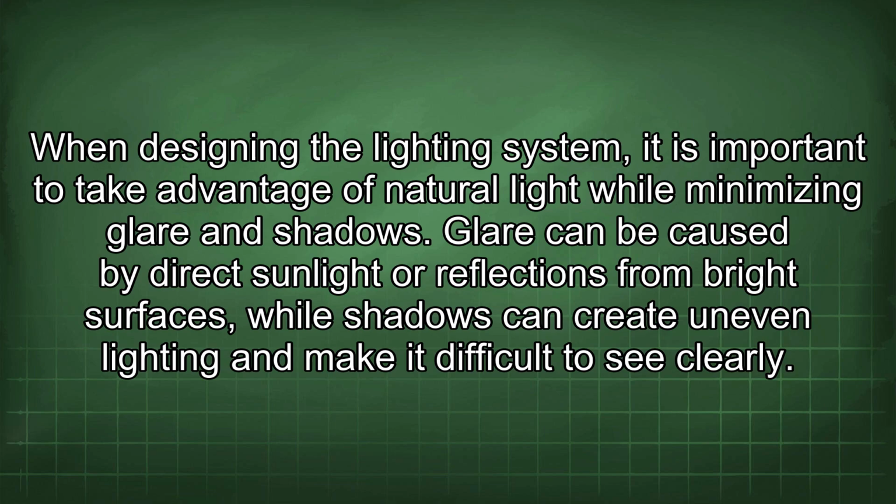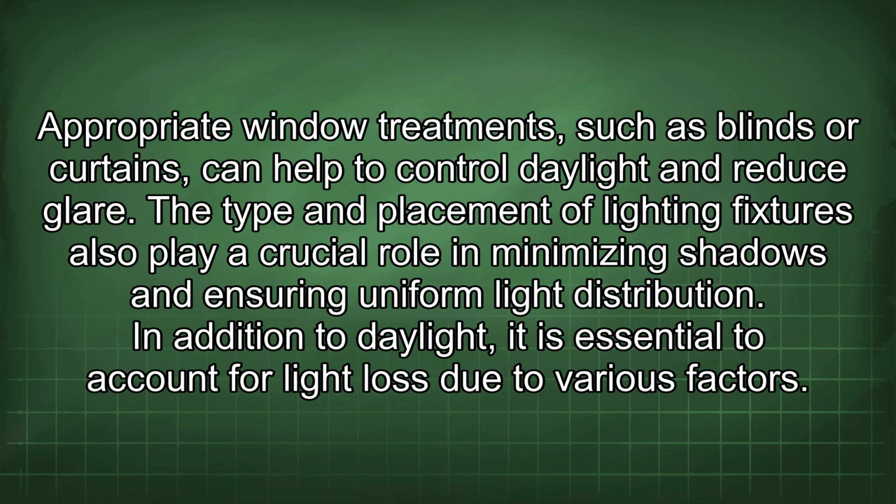Glare can be caused by direct sunlight or reflections from bright surfaces, while shadows can create uneven lighting and make it difficult to see clearly. Appropriate window treatments, such as blinds or curtains, can help to control daylight and reduce glare. The type and placement of lighting fixtures also play a crucial role in minimizing shadows and ensuring uniform light distribution.